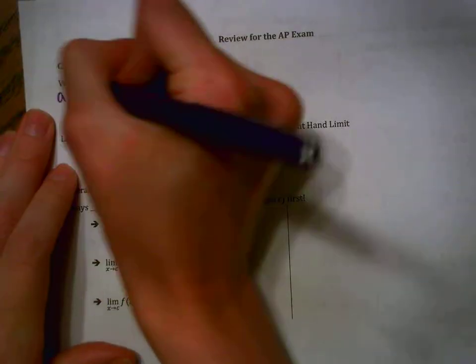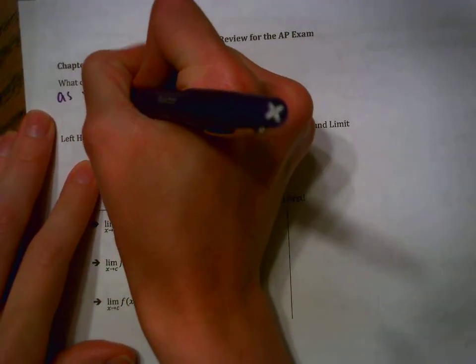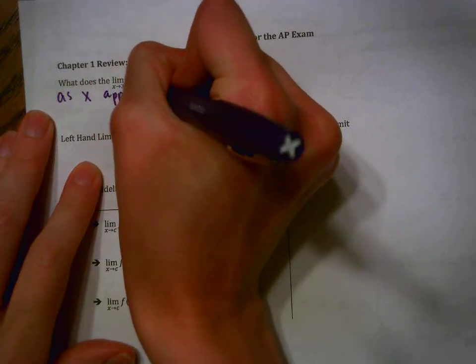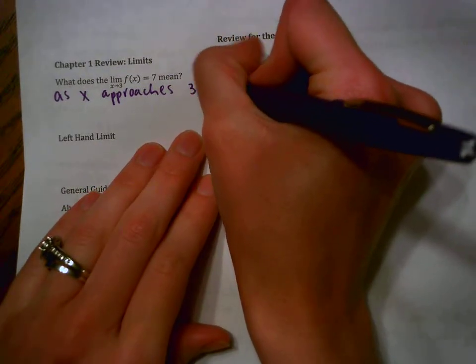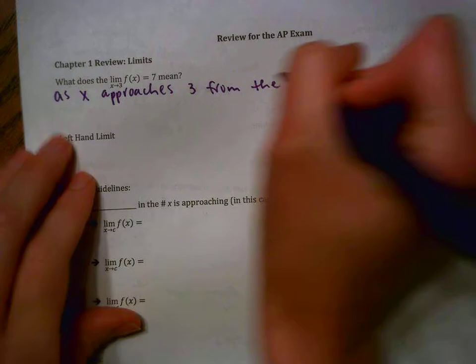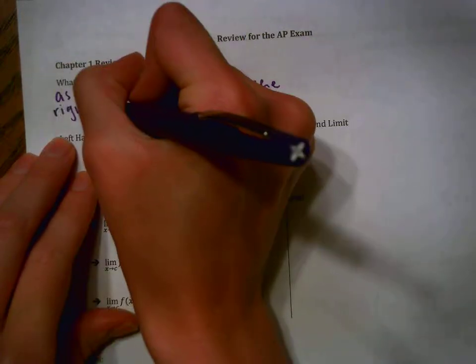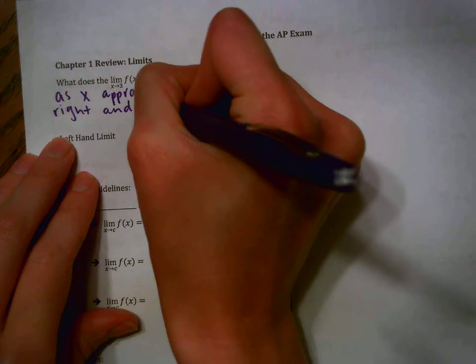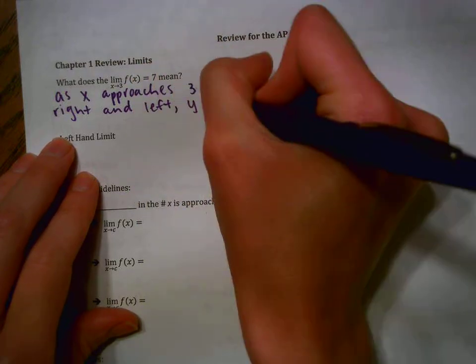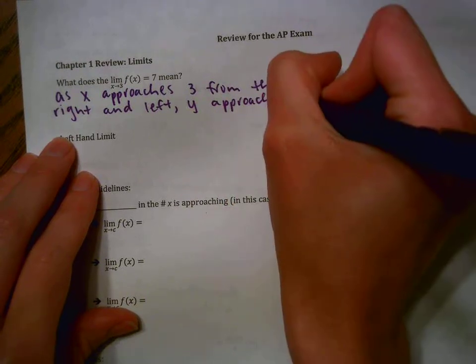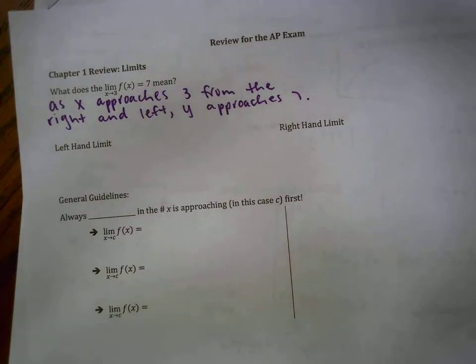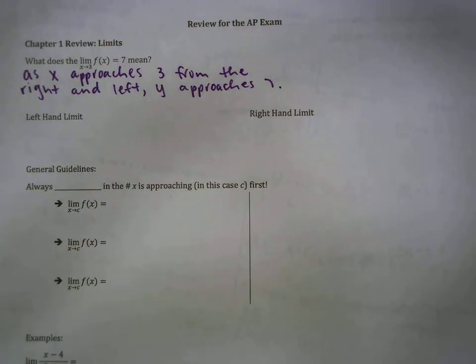So when you see that, it means as x approaches 3 from the right and left, y approaches 7. So notice we avoid the word equals because it doesn't have to necessarily equal. It could be a hole.